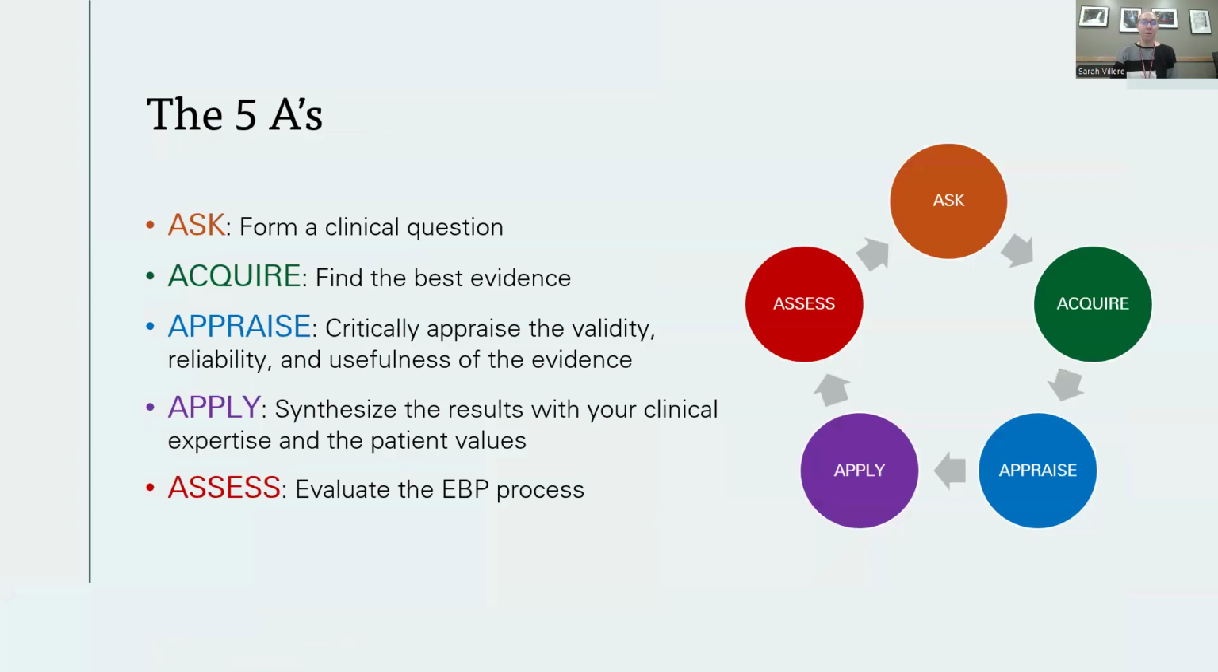I wanted to put this lesson into context. So recall we talked about the 5 A's of evidence-based practice. This is the framework that we can actually use to connect research and theory to our practice. We've already covered the first steps, ask, acquire. Now we are on to the third step, appraise, where we are critically appraising the validity, reliability, and usefulness of the evidence.